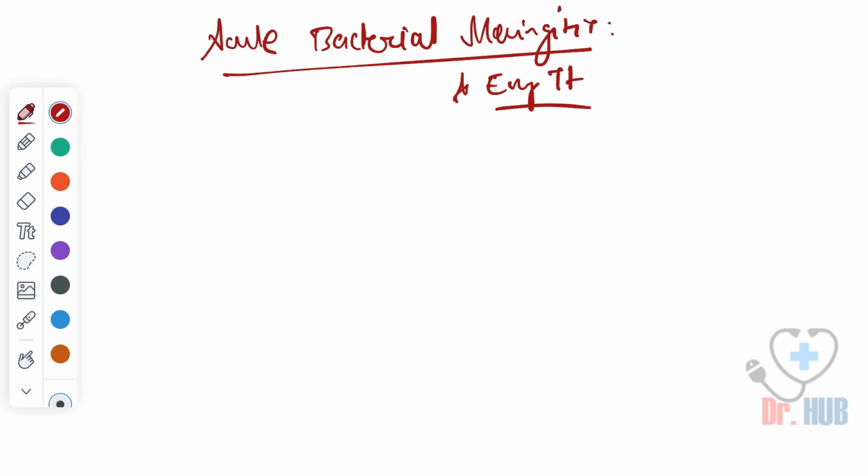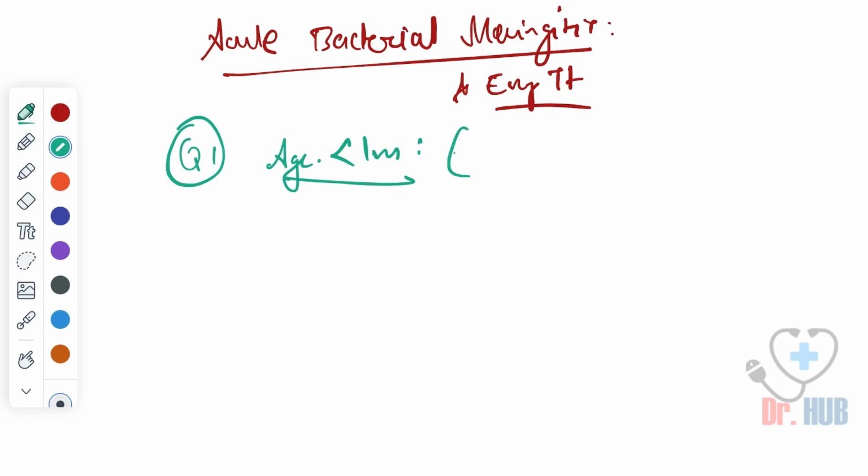So, firstly, we will look at the questions. The first question is, in the age group of less than 1 month, what will be the pathogens commonly seen, and what will be the empirical treatment? So, what are the pathogens plus the treatment?